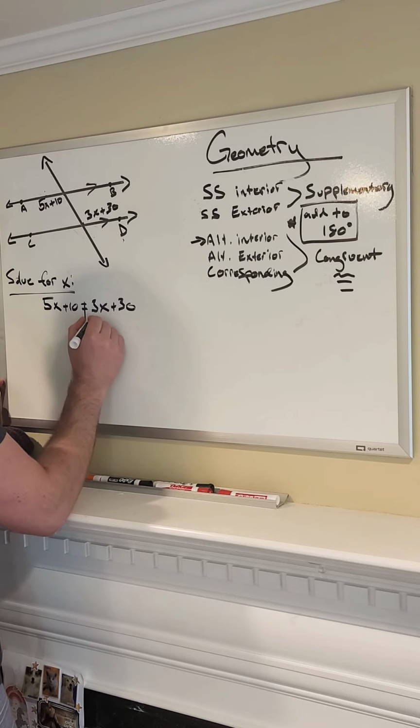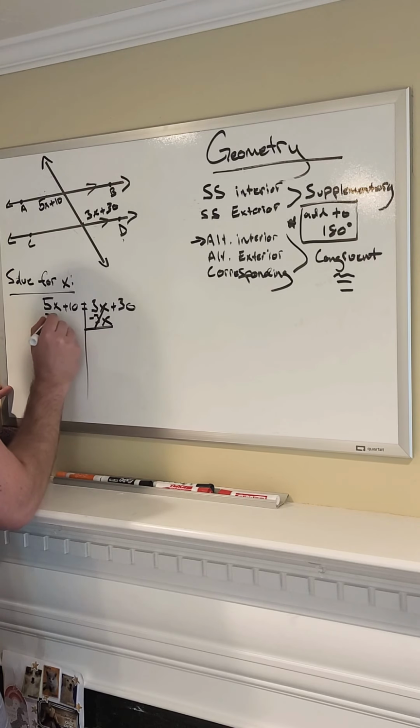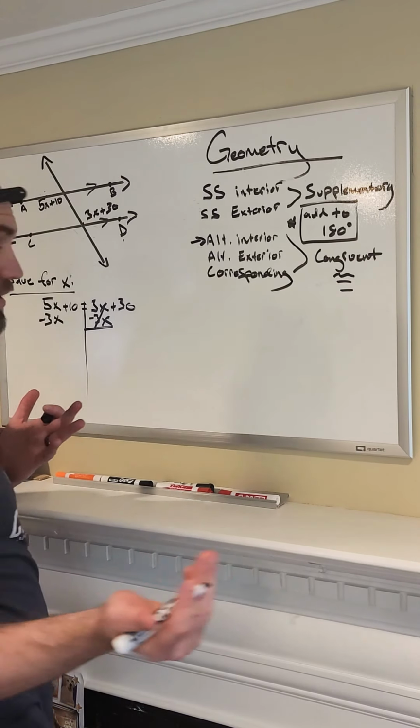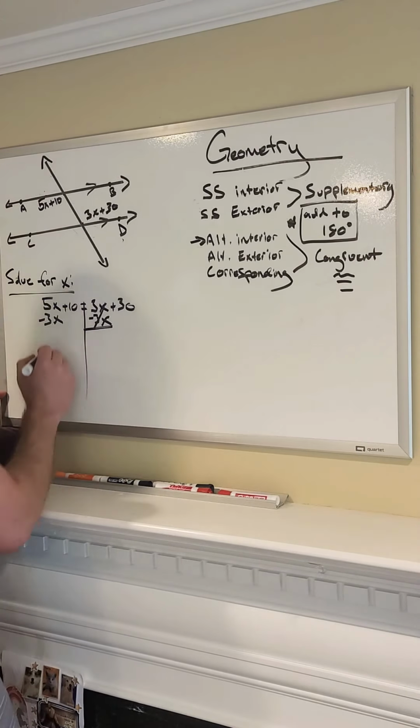So I'm going to get rid of the 3x and bring it over here, minus 3x, because what I do to one side of the equation, I want to do to the other side. So 5x minus 3x is just going to give me 2x, bring the 10 down, plus 10 is equal to 30. All right, bring that 30 down. So now I want to get rid of the 10 because I want that x all by itself. Minus 10, minus 10. That cancels. I'm left with 2x is equal to 20.